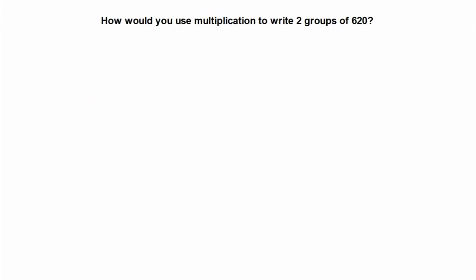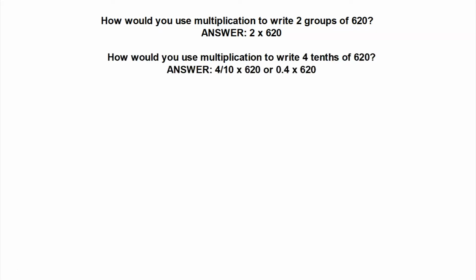How would you use multiplication to write two groups of 620? The answer is you show it as 2 times 620. How would you use multiplication to write 4/10 of 620? The answer is 4 over 10 times 620, or 0.4 times 620.